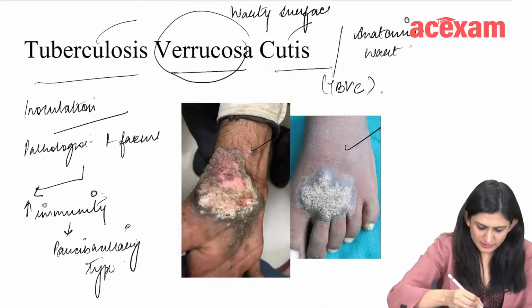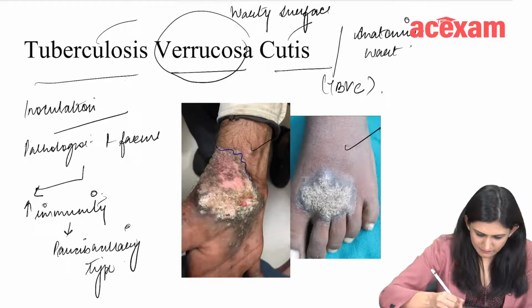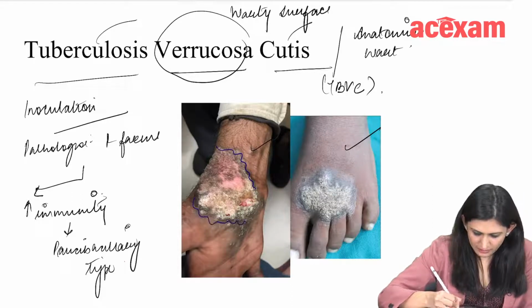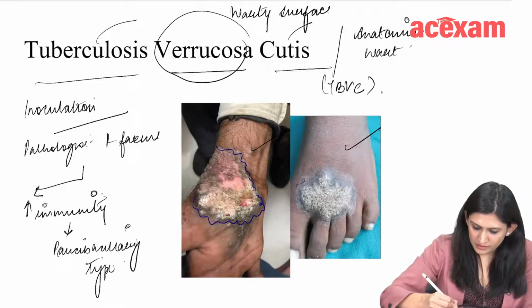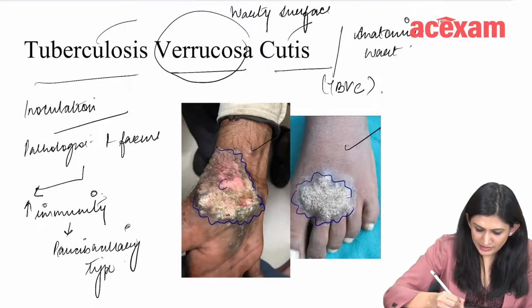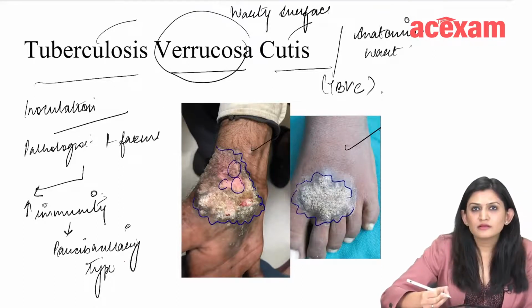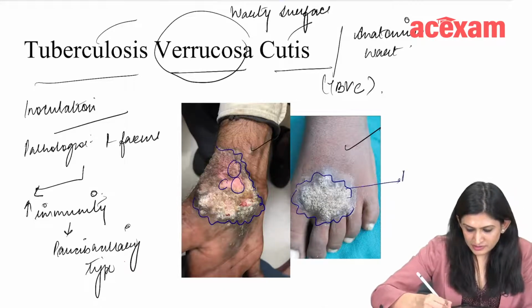Okay, so now how does the lesion look like? So it's a well-defined warty plaque with a rough surface, and there can be areas of scarring in it, or it can heal with scarring, and there may be some discharge, some serous discharge as well.